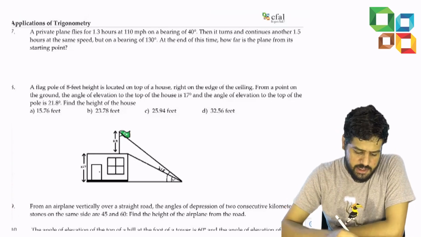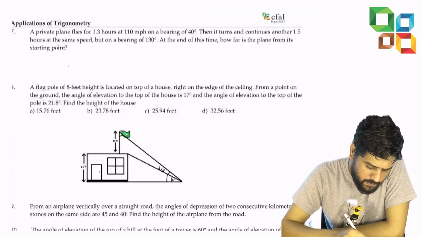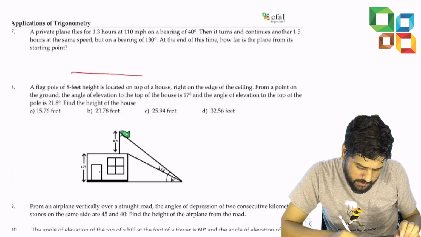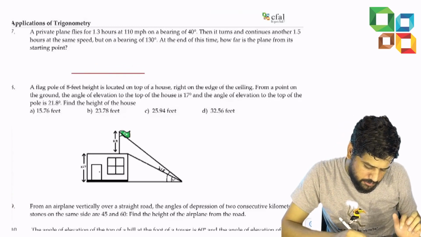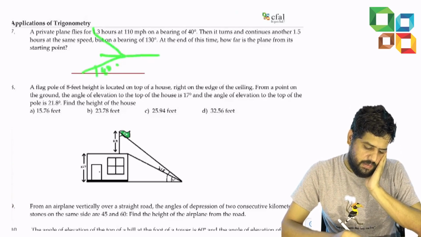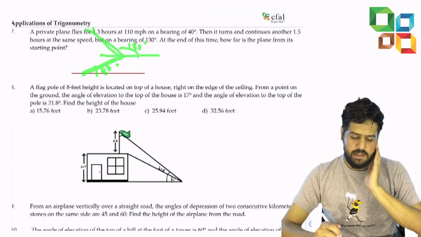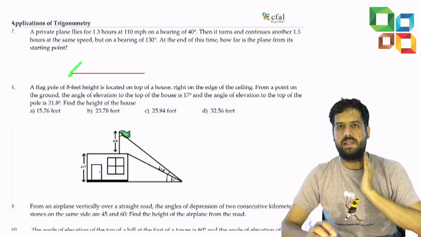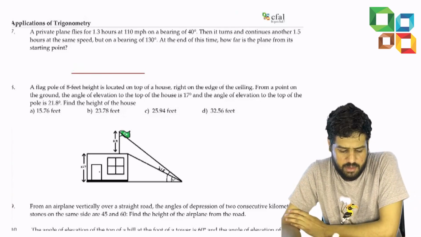So basically, with respect to some vertical line, okay, with respect to some line, first it moves at 40 degrees, then it moves at 130 degrees. This angle is 130 degrees. First it moves like this, then it moves like this. So you need the distance from the starting point, right?